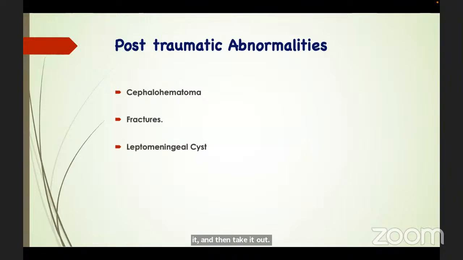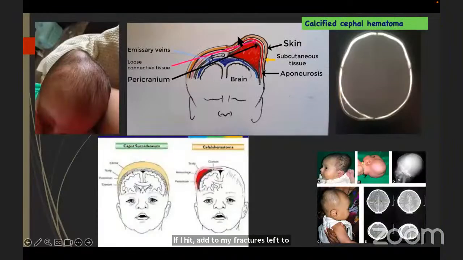Post-traumatic abnormalities: Kefal hematoma, fractures, leptomeningeal cyst, all these diagrams are there. Like there's a calcified Kefal hematoma. I think Federico has also shown one of the diagrams, and this could be caput succedaneum, which does not respect the sutural lines, but Kefal hematoma respects the sutural lines and remains confined to that particular region. And these are some examples.